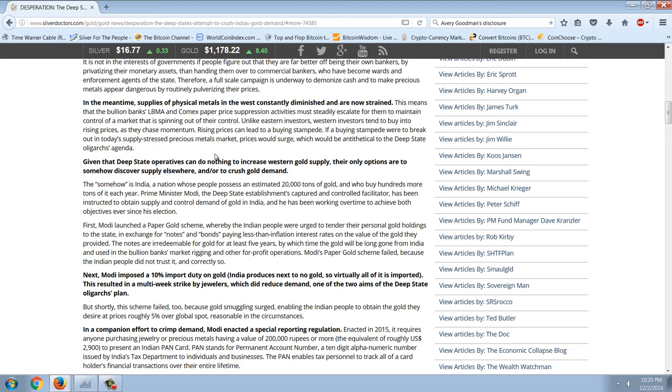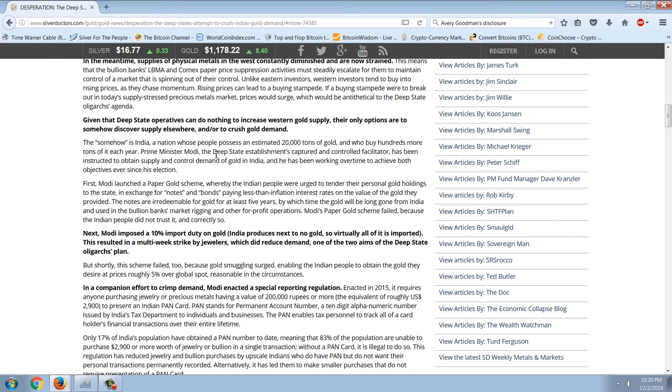Rising prices can lead to a buying stampede. If a buying stampede were to break out in today's supply-stressed precious metals market, prices would surge, which would be antithetical to the deep state oligarchs' agenda.